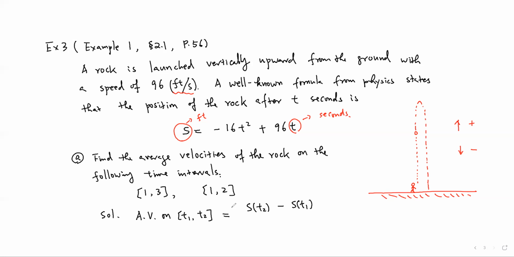Then over the time elapsed from t1 to t2. How much time elapsed? t2 minus t1. So this is the formula to compute average velocity over a time interval. Now, let me apply this formula to answer part A.